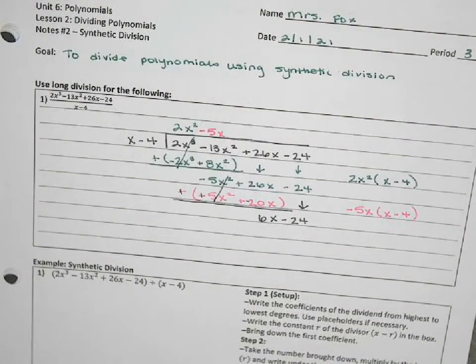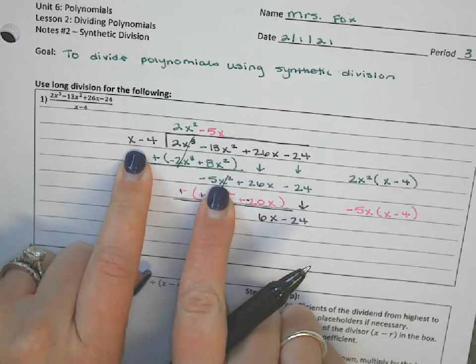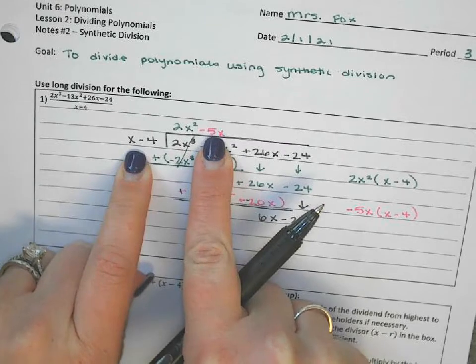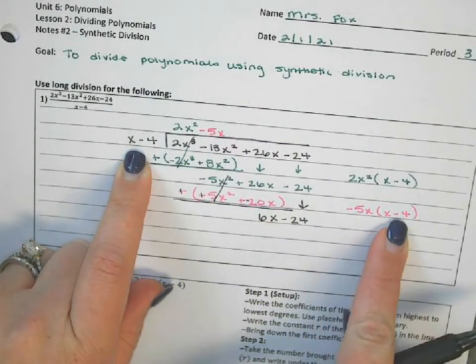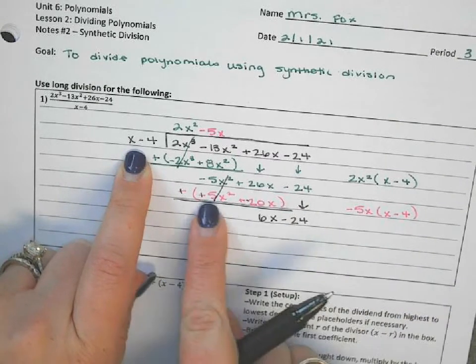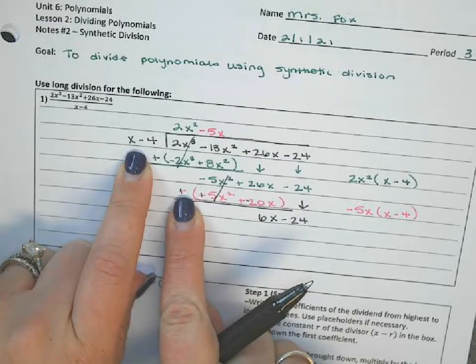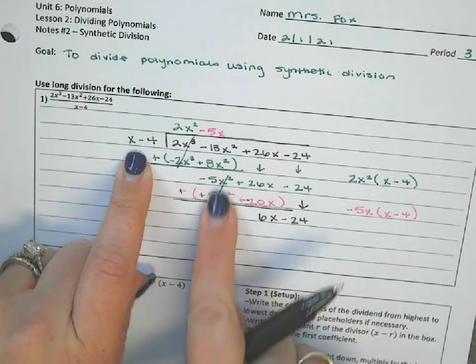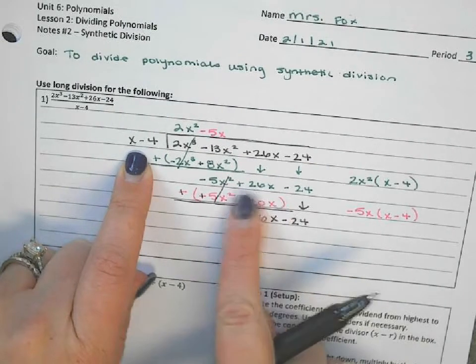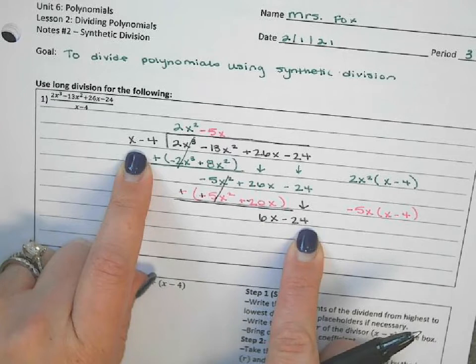Here's the next time I went through the algorithm. X times what would give me the negative 5x squared? I'd have to multiply x by negative 5x. So I wrote negative 5x over here times the x minus 4. Wrote the answer here, put it in parentheses, and I'm going to subtract it. I don't like subtracting, so I'm going to distribute the subtraction. I'm going to add it, add up the like terms. Positive 26 minus 20x is 6x. Bring down that negative 24.